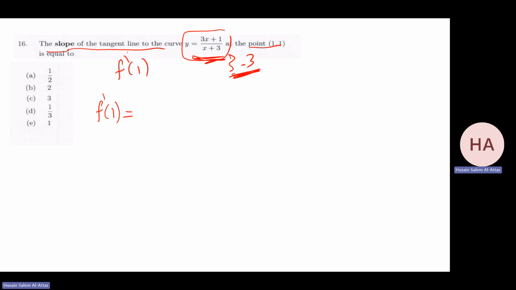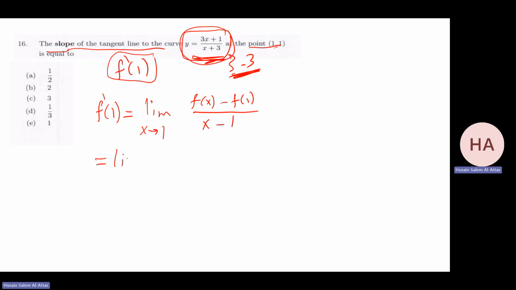When he says find the slope of the tangent line to this curve at this point, it means they want f prime at 1. And f prime at 1, regardless, if I don't know the formula, I don't know how to find the derivative using the rules, I can do it using the limit. Both limits are okay. Assume x goes to 1, f of x minus f of 1 over x minus 1. Just do the calculations, and this is just a limit, so you can find it.